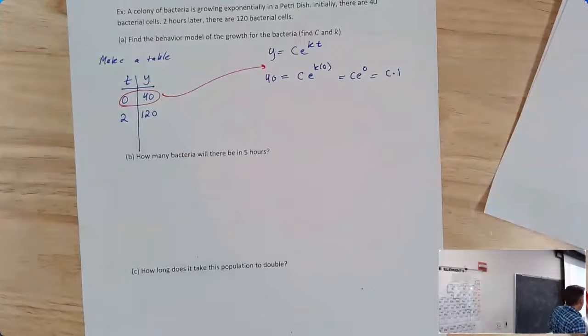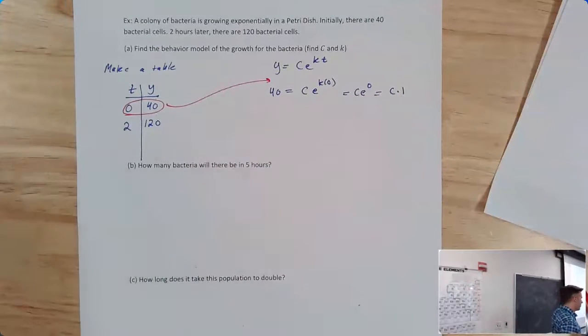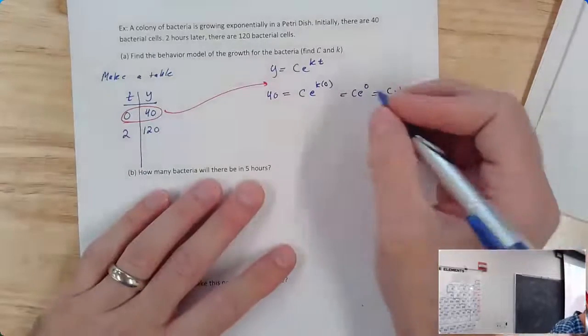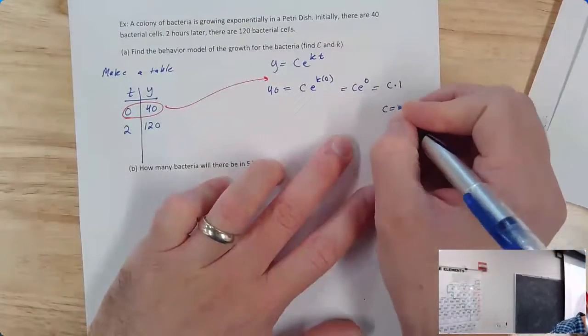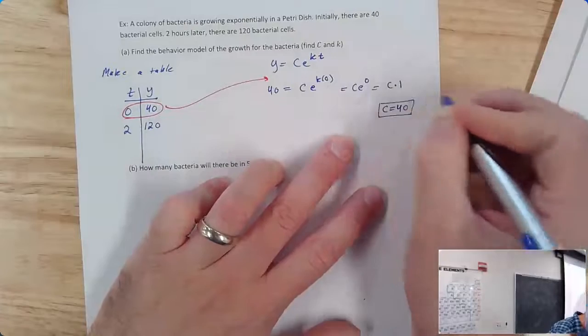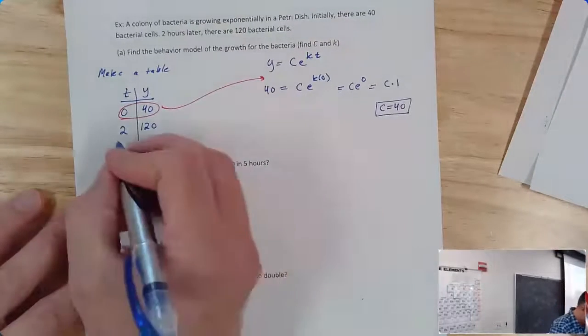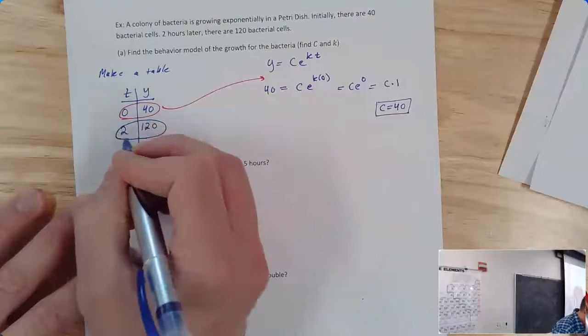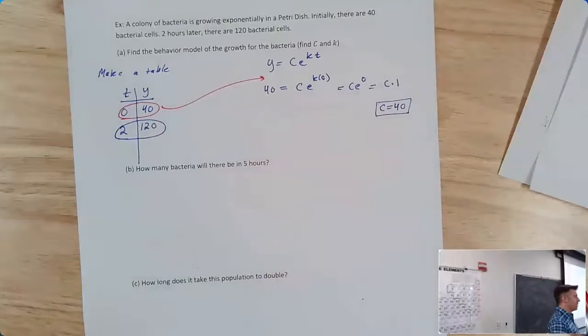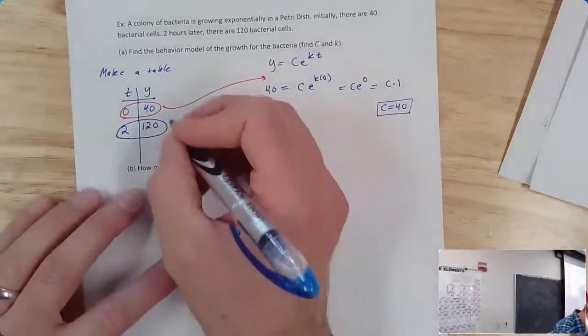So if you know you're starting with a value of 40 bacteria, then we should automatically just be able to say, oh yeah, C equals 40. So you can totally show this work, but you do not have to show this work in general because it's pretty well known. So we've got C equal to 40. Great. Now we're going to use that in conjunction with the other data point to find out what K is. Most of the time, with a couple of exceptions, you have to find C before you find K. So now let's find K.